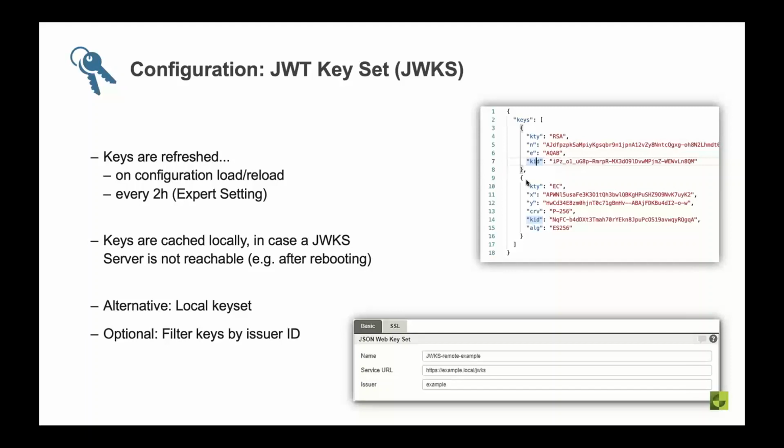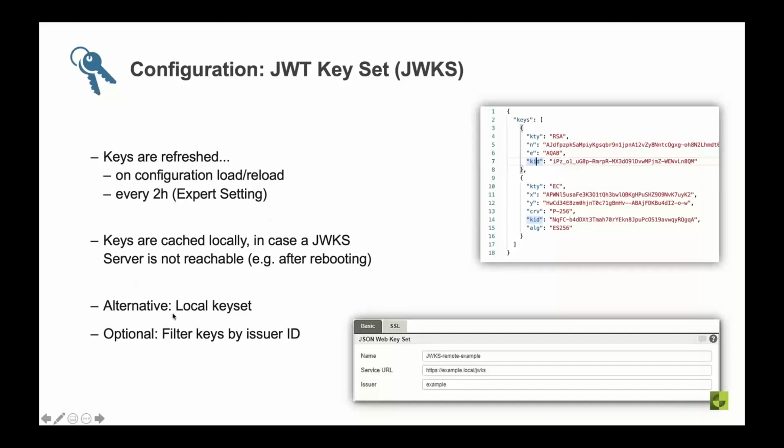So in case your key server is not reachable, you can use the most recent keys that you got from the key server. Otherwise, it could be dangerous. For instance, if the server is down during a reboot of the gateway, you may actually be in a state where you cannot validate any token because you're missing current key sets. So caching them locally gives you more freedom here and high availability.